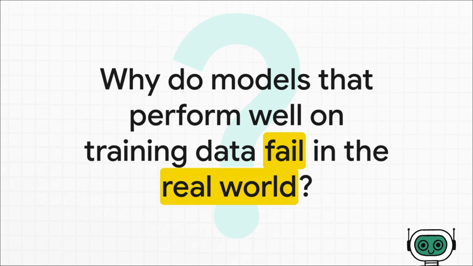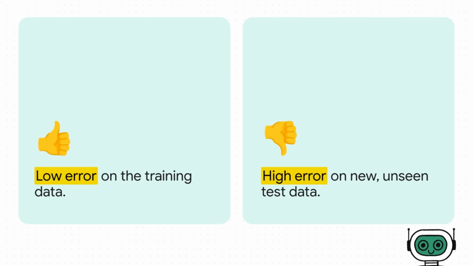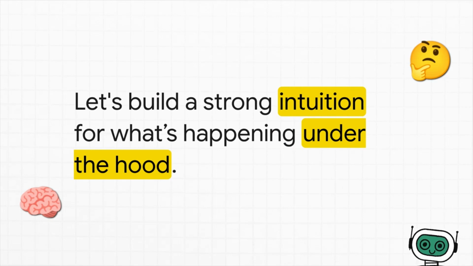This is a really fundamental question. It often looks something like this: 99% accuracy on your training set, but then it drops to 60% out in the wild. By the end of this, you'll understand the two core reasons this happens. They're called bias and variance. To really get this, we're going to put aside the math for a moment. First, let's just build a solid, intuitive feel for what's going on.